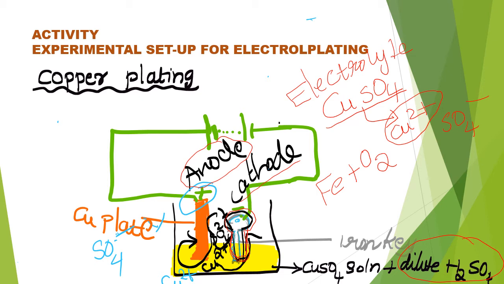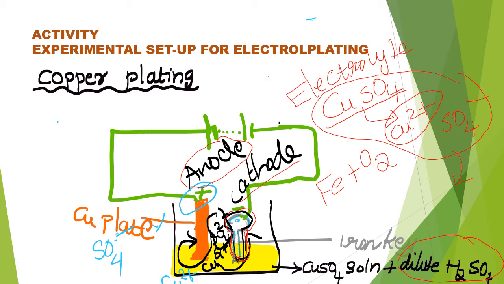Then where does the sulfate go or move? It will be moving to the oppositely charged electrode, that is the anode. So Cu2+ will be moving to the cathode, SO4 will be moving to the anode. From the electrolyte, again I'm repeating, the first reaction happened inside the electrolyte, not from the electrodes. Once this is initiated, then what is the secondary reaction here?